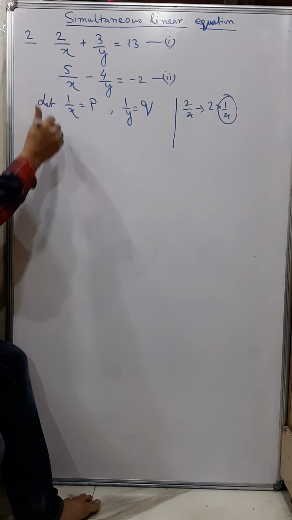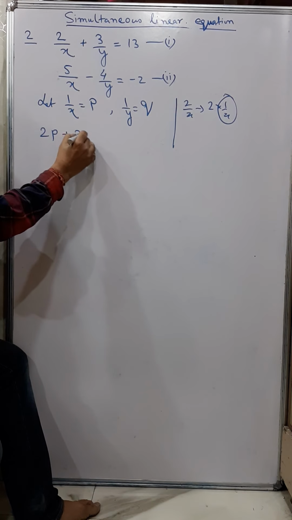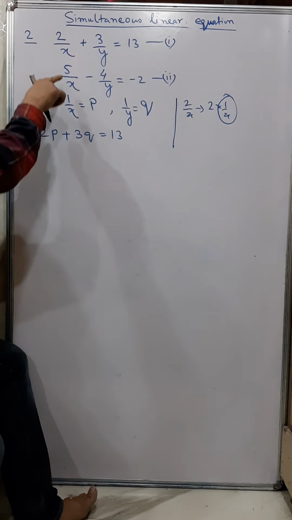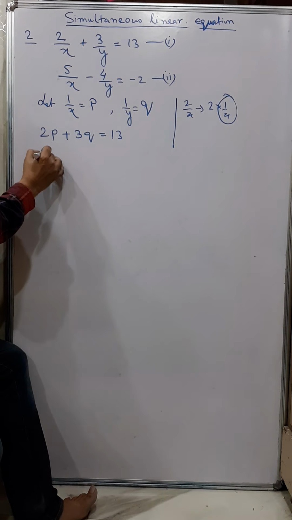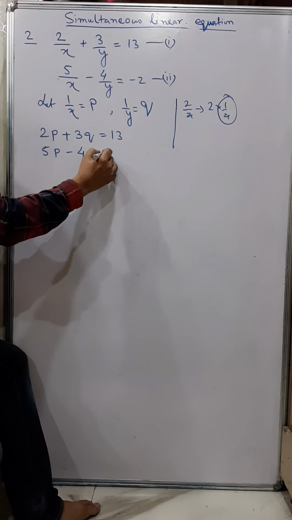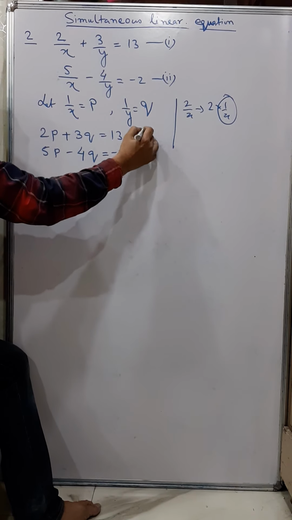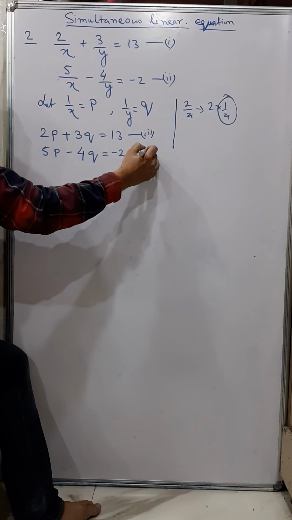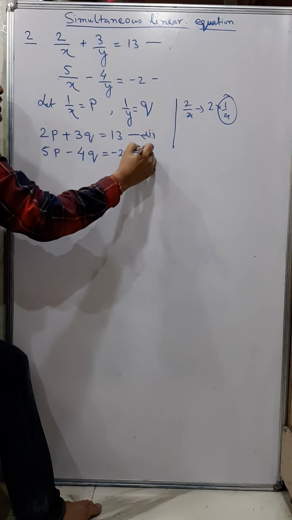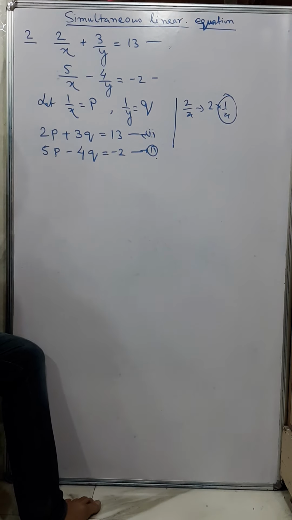So finally that becomes 2p. Now similarly the next one becomes 3q and equals 13. And then again the next one becomes 5p minus 4q equals minus 2. So we can simply take this one as first equation and this one as second equation, and then we'll simply solve in a normal way.